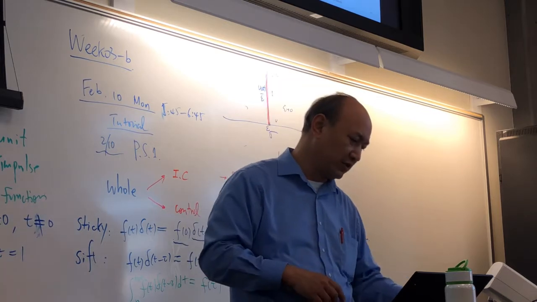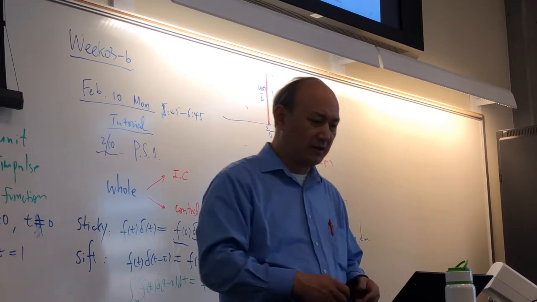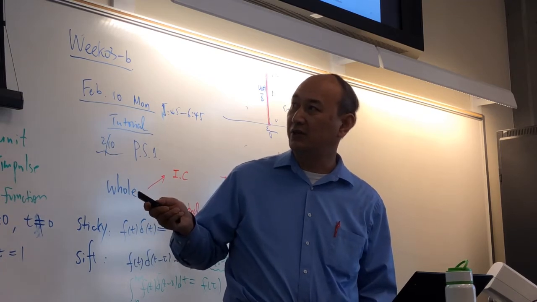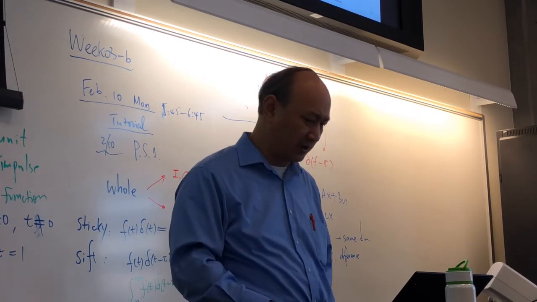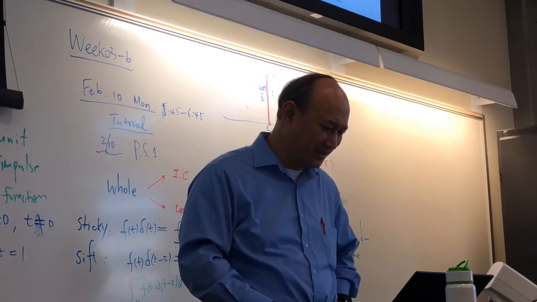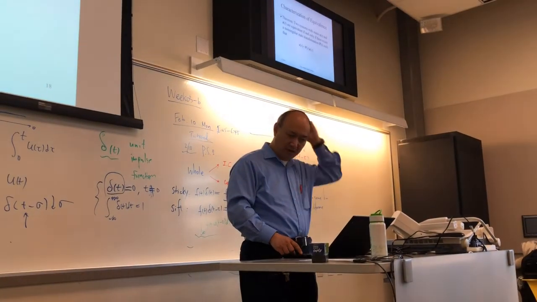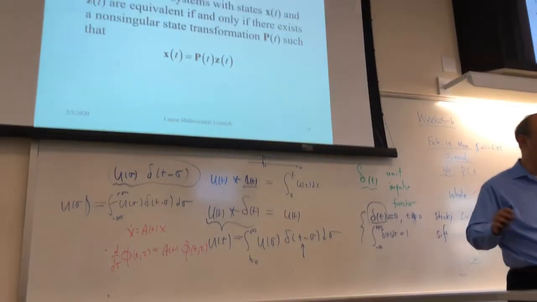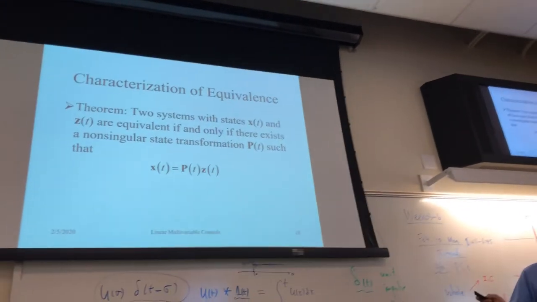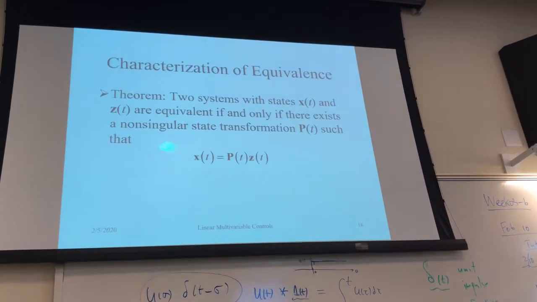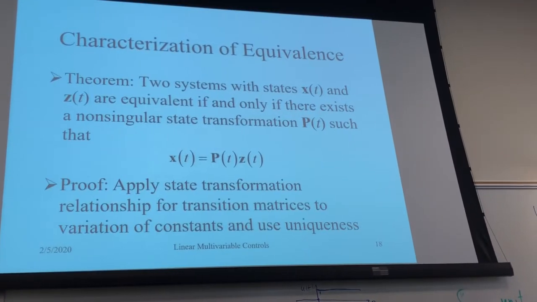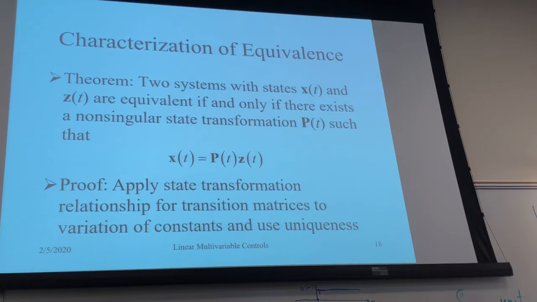So for the equivalence, in our definition here, we probably need all the state dimensions to be the same. So I don't want to confuse you too much. Just take a look. States are equivalent if you can find a non-singular state transformation P that connects these two systems. Then we call them equivalent. That's why we need to study the transformation.